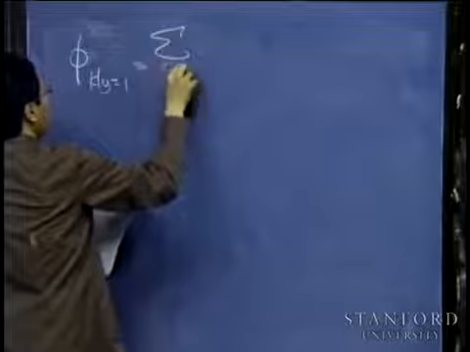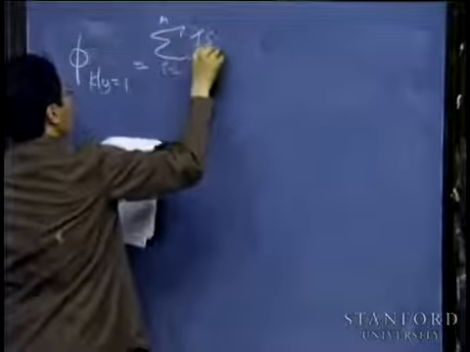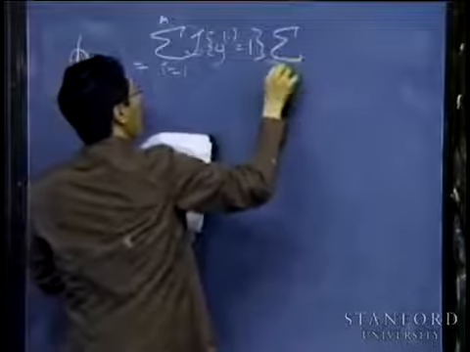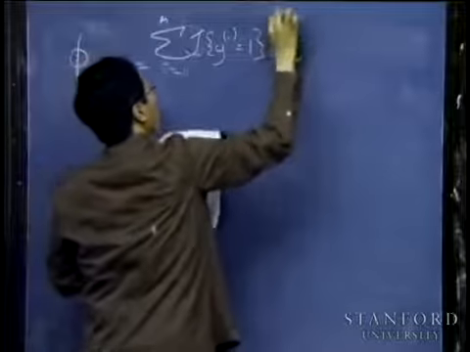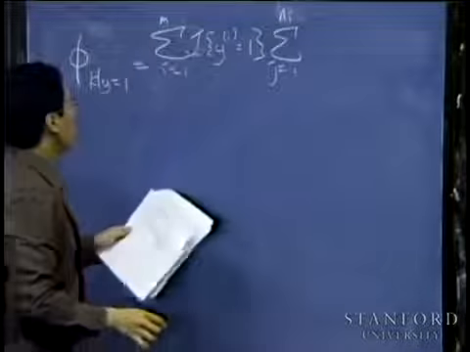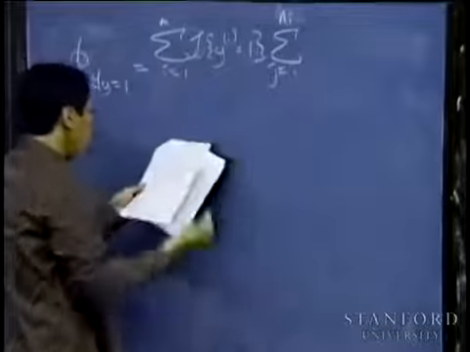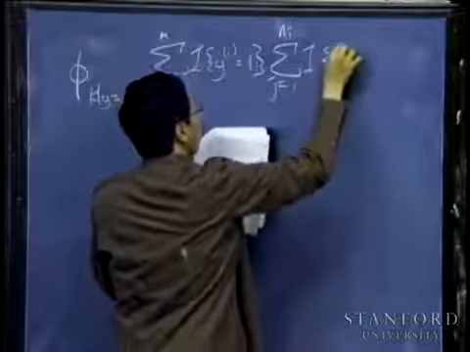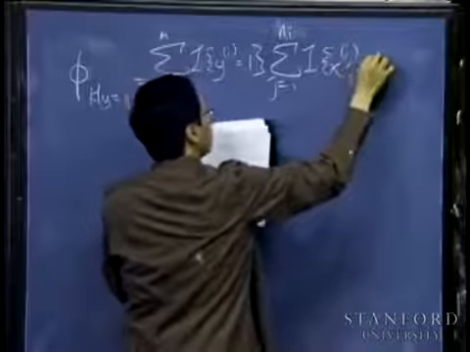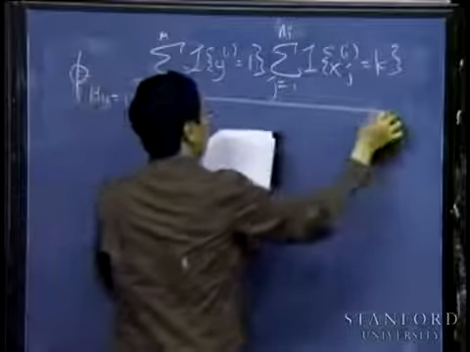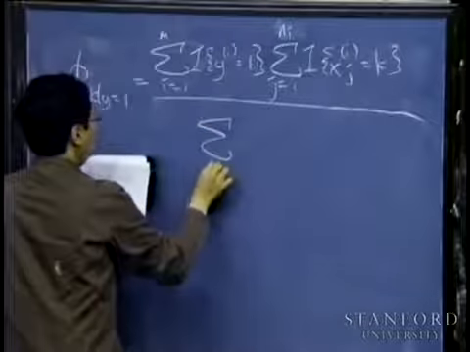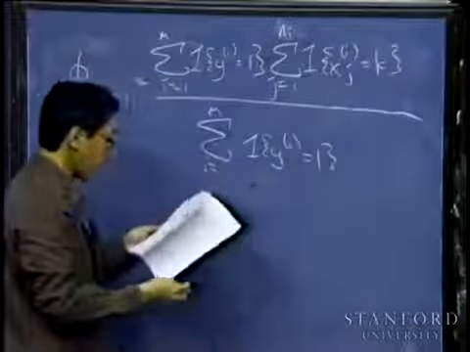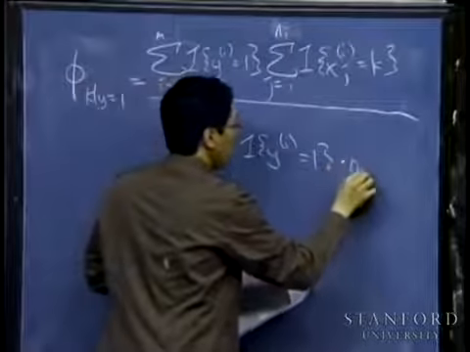It'll be a sum over your training set. Indicator whether that was spam, times sum over all the words in that email, where n subscript i is the number of words in email i in your training set, times indicator x_ij equals k, all divided by the sum over the training set of indicator y equals 1 times n_i.